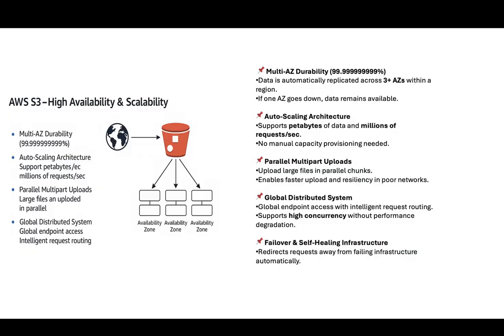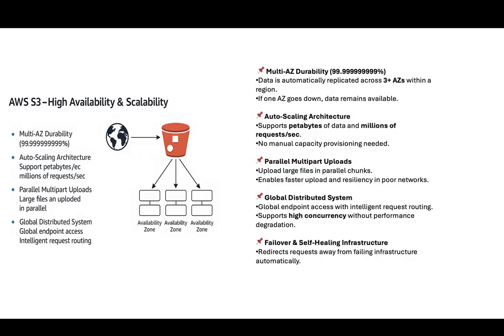Global distribution system, global endpoint access with intelligent request routing. That means you have a single namespace that can be accessed from anywhere across the globe as long as you have internet connectivity. You can access your data from anywhere, right? It also supports high concurrency without performance degradation. I have an endpoint, and it's not that at a single point in time only a certain user can access that endpoint. N number of users can use the same endpoint to access the data. So it supports high concurrency.